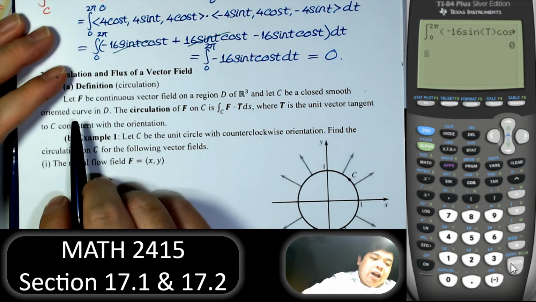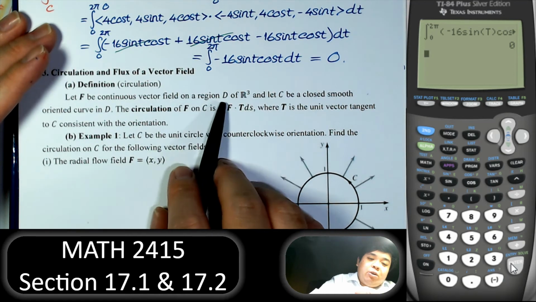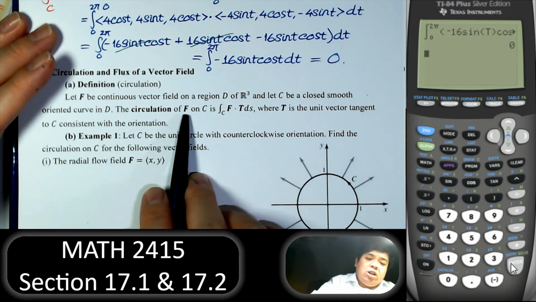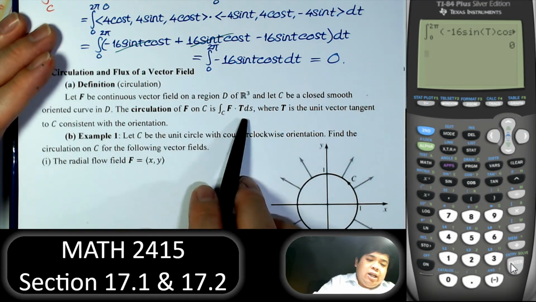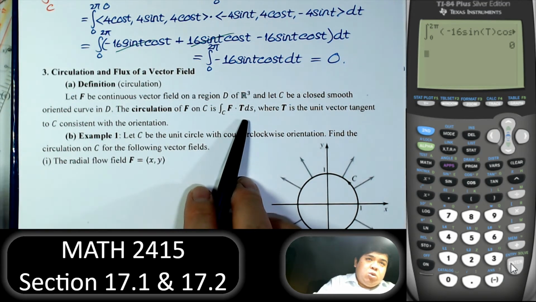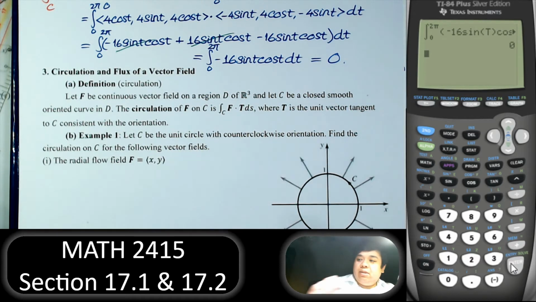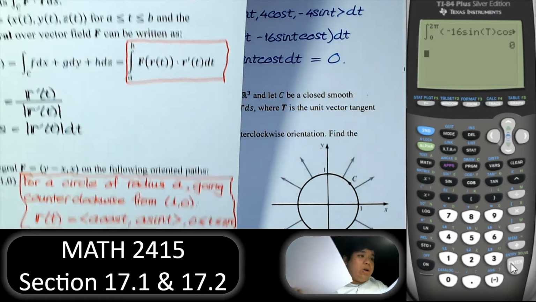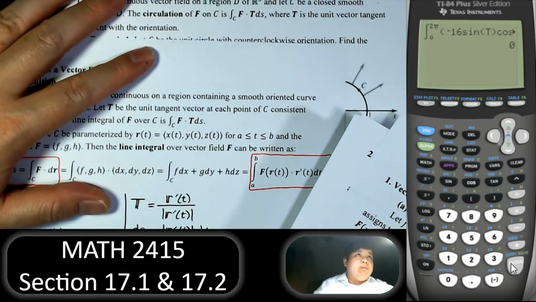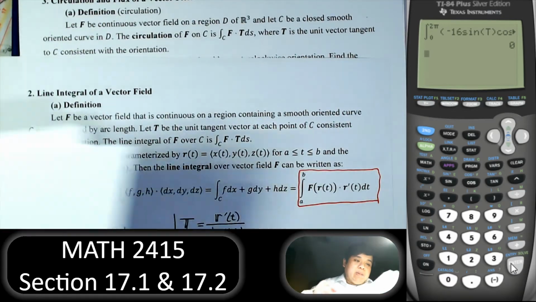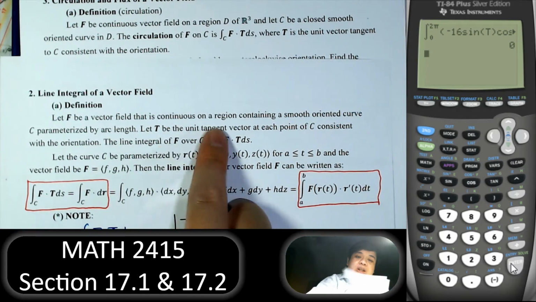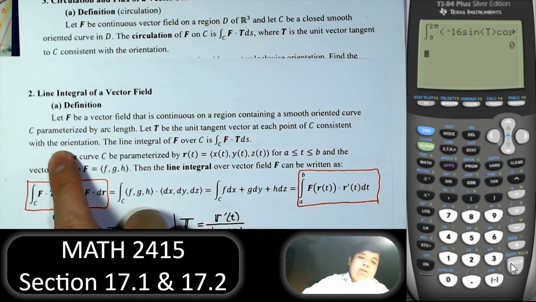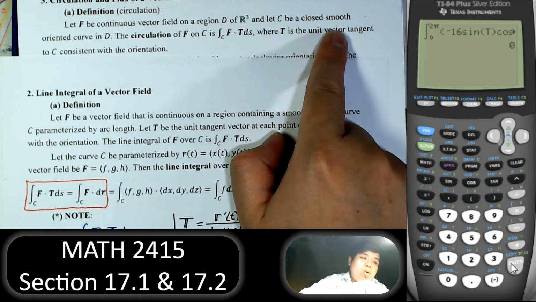Let F be a continuous vector field on D, and let C be a closed smooth curve, and the circulation is defined like that. So that's almost the same, but one tiny thing is not the same as before. Here we have the line integral. I've put both of them so we can compare. Let F be a vector field that is continuous on the smooth oriented curve. This is closed, smooth, oriented.